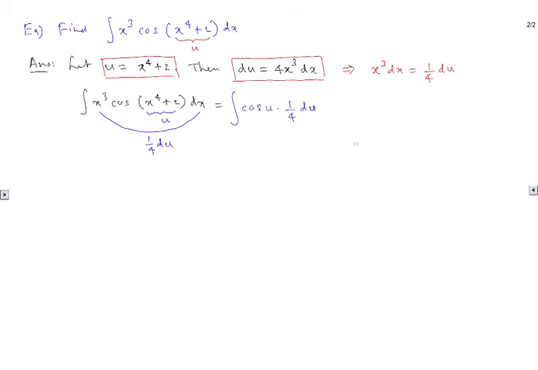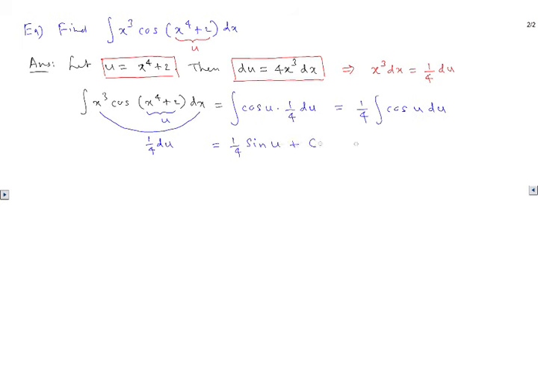So the next step is, I'm going to pull the 1/4 out as a constant, so you're going to get cosine u du. Now what are you going to do? Now you're going to integrate with respect to the variable u. Okay, we can integrate with respect to the variable u. So if you do that, cosine means sine, not x, sine u plus c.